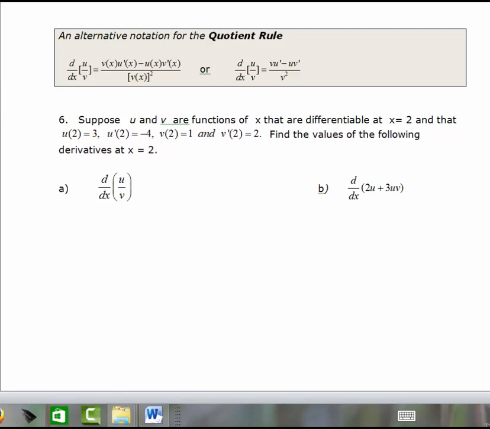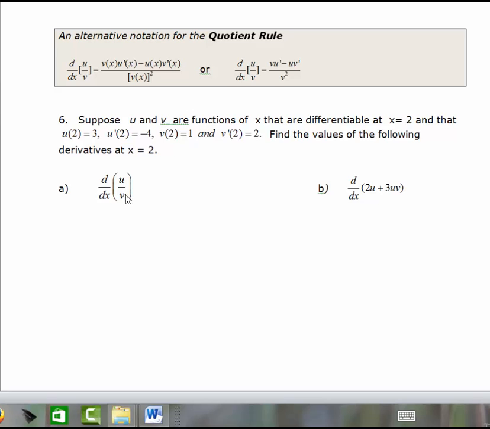Okay, these last two problems are problems where I want you to use different notation. The derivative of u over v is v times u prime minus u times v prime, all over v squared. And again, this is a case where we know that u and v are functions of x. We just don't know what those functions are. Problems like this really help you understand and practice using the notation of the derivative.